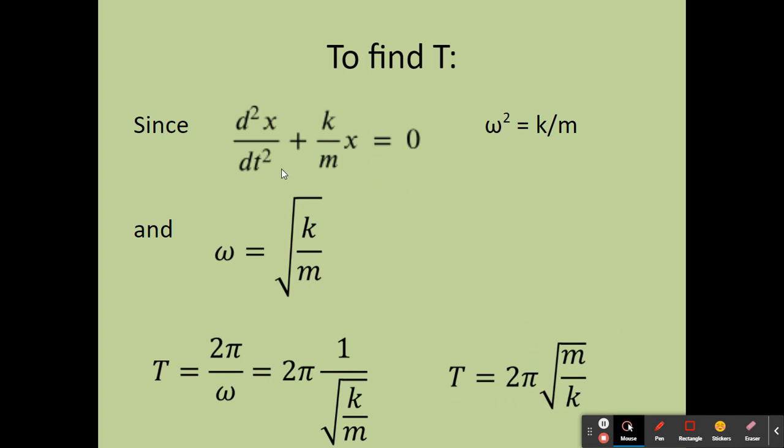It comes from setting up our differential equation. Omega has to be whatever term is in front of the x, as long as there's no coefficient in front of the second derivative, and we set it equal to 0.